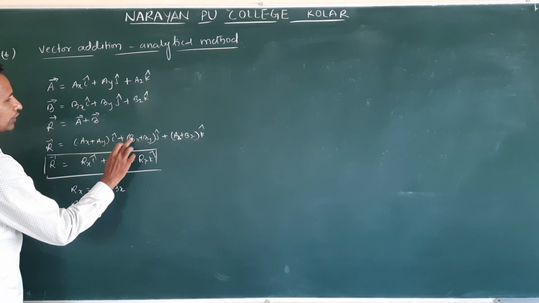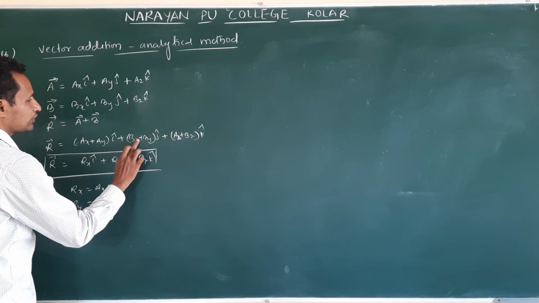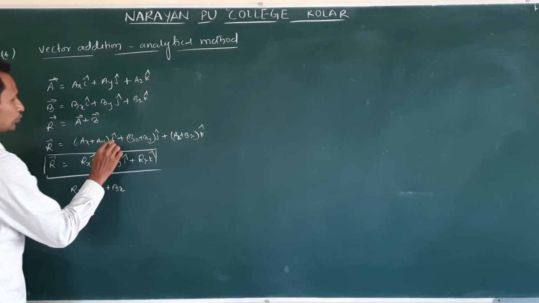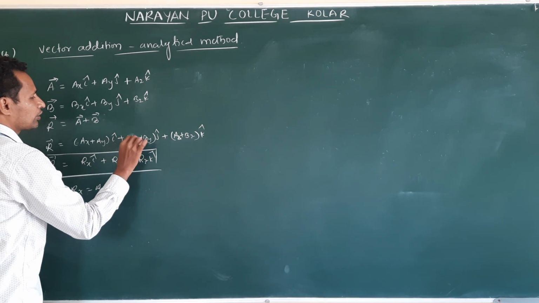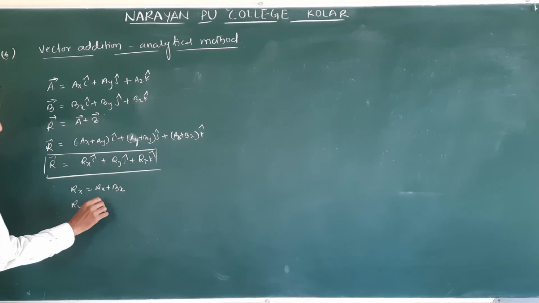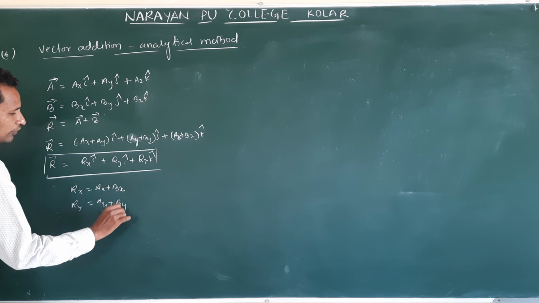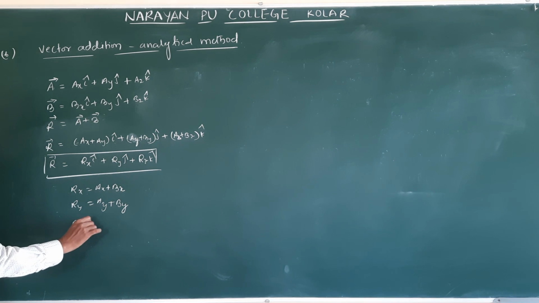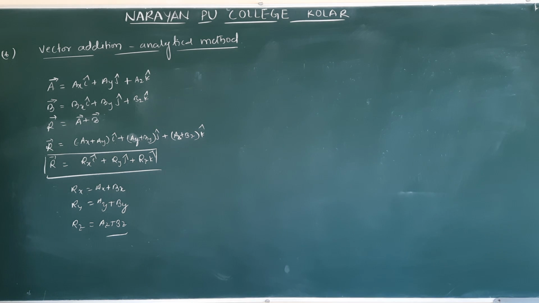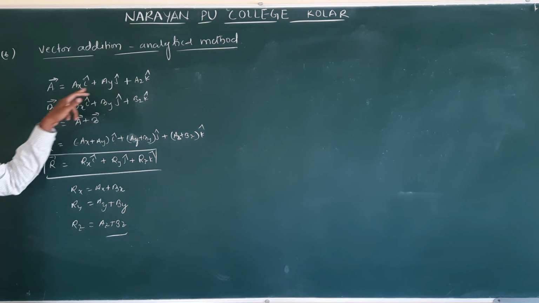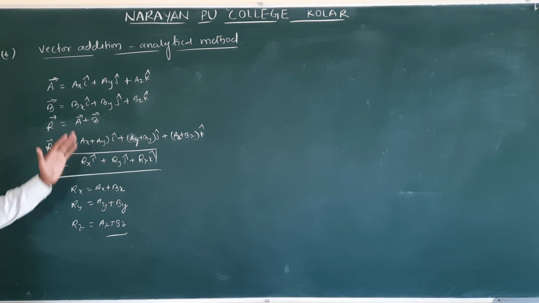Here Ax, this is By. Oh, j component Ay, not By. So this is Ay plus By. Next, Rz is equal to Az plus Bz. Clear? So this is the procedure to do the addition by analytical method. If vectors are given in this form, then this procedure is valid.